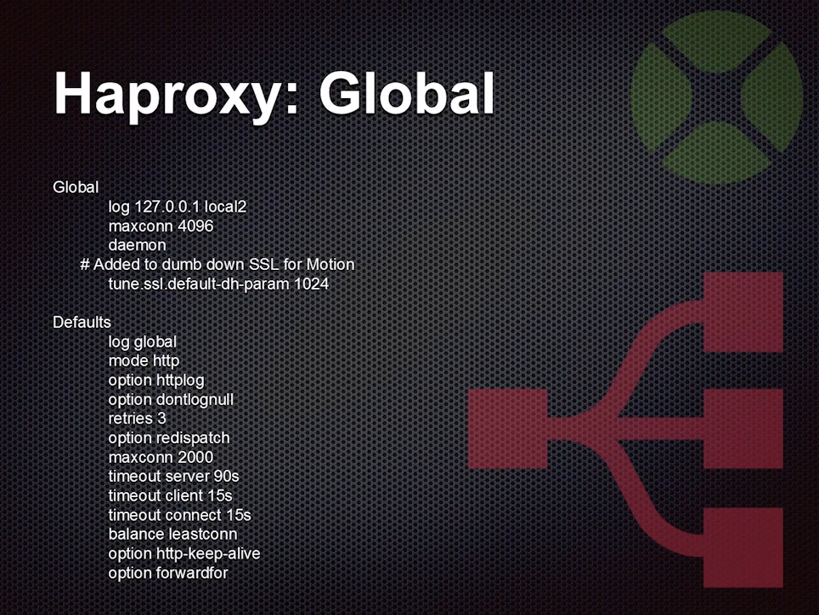Balanced least con means that if this is a new connection, go to the one with the fewest connections. There's a variety of ways you can balance. Option forward for inserts a header into the request that goes into your app that tells the originating IP address. So if you care about where the IP address comes from, this is one of the things that you lose with a load balancer.